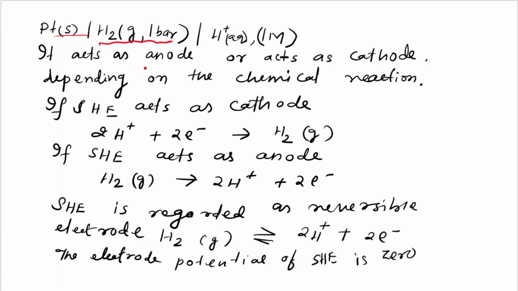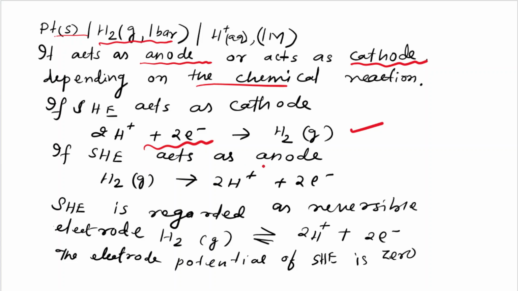Now it acts as anode. Sometimes when necessary it acts as anode, and sometimes when necessary it acts as cathode. That means the standard hydrogen electrode acts as both cathode and anode, depending on the chemical reaction. And if S.H.E. acts as a cathode, then what happens? Addition of electrons takes place, so hydrogen gas is formed. 2H+ gives hydrogen gas. Clear?